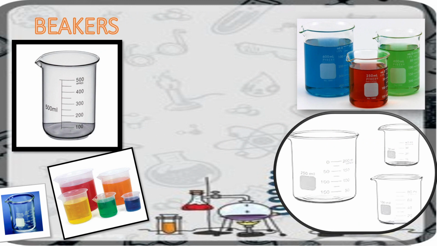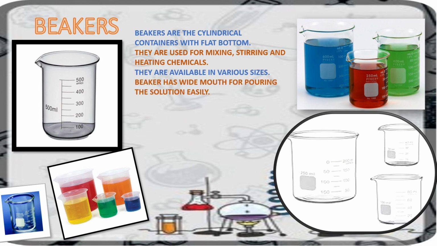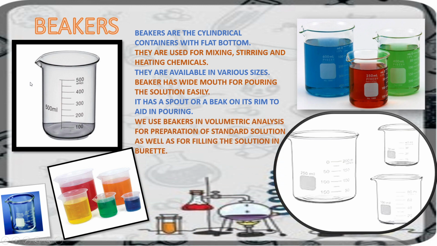Beakers. Beakers are cylindrical containers with flat bottom. They are used for mixing, stirring and heating chemicals. They are available in various sizes. Beaker has a wide mouth for pouring the solution easily. It has a spout or beak. You can see in this image a beak over here on its rim to aid in pouring. We use beakers in volumetric analysis for preparation of standard solution as well as for filling the solution in the burette.